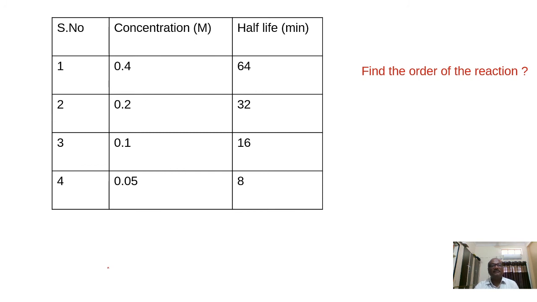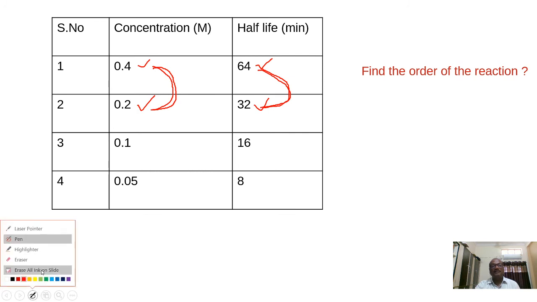Next is another example. Again you see, what is the concentration of reactant? 0.4. Half-life is 64. Concentration decreased to half, 0.2. Half-life becomes half. Have I identified the order? The concentration is decreasing by 2 times, and the half-life is decreasing by 2 times. Concentration is becoming half, half-life also becomes half, which means concentration is directly proportional to half-life. Yes, it is zero order reaction.